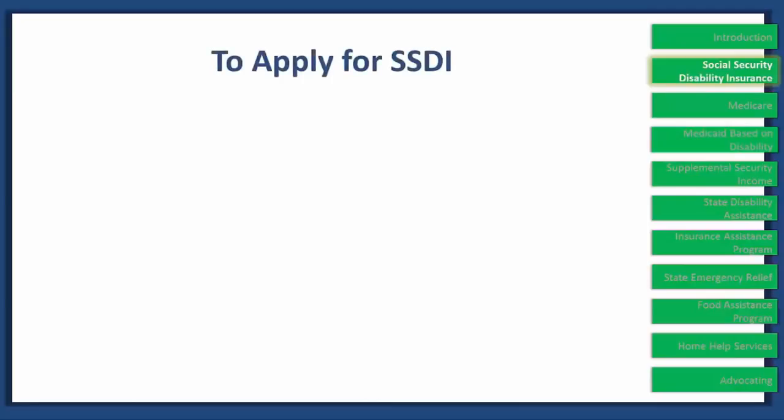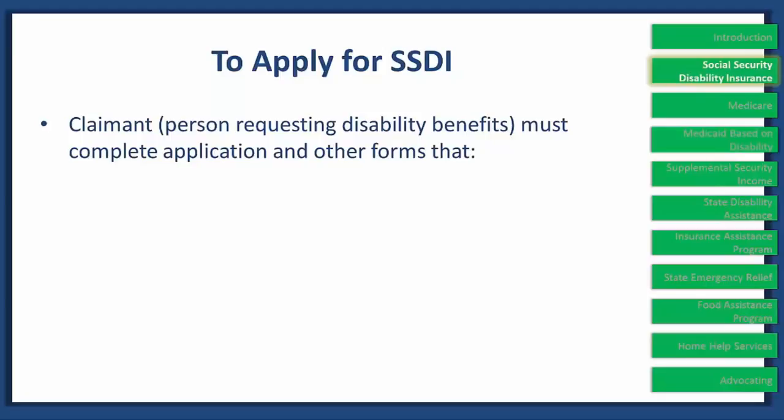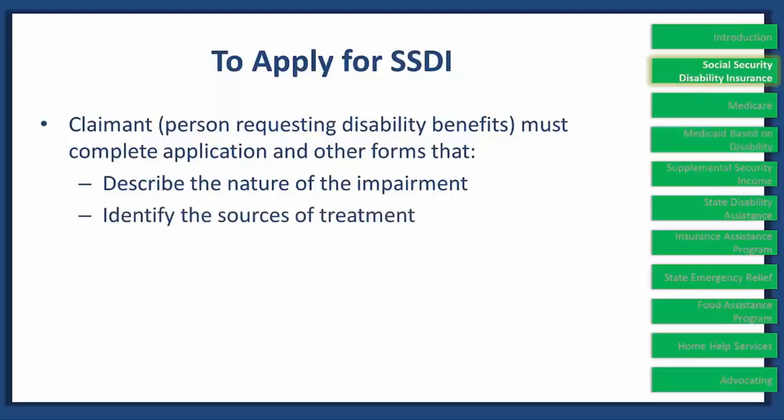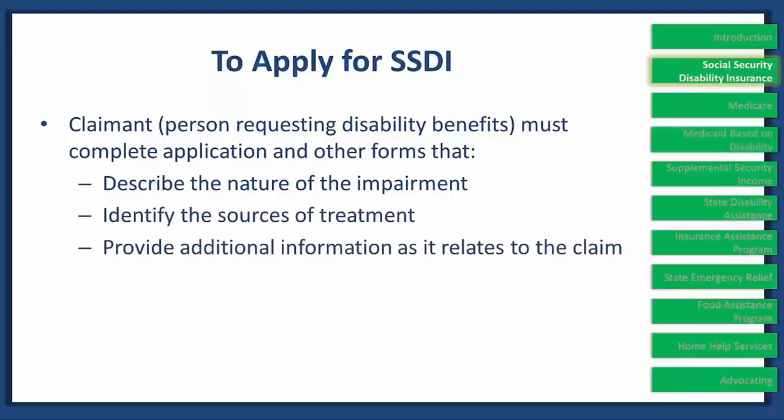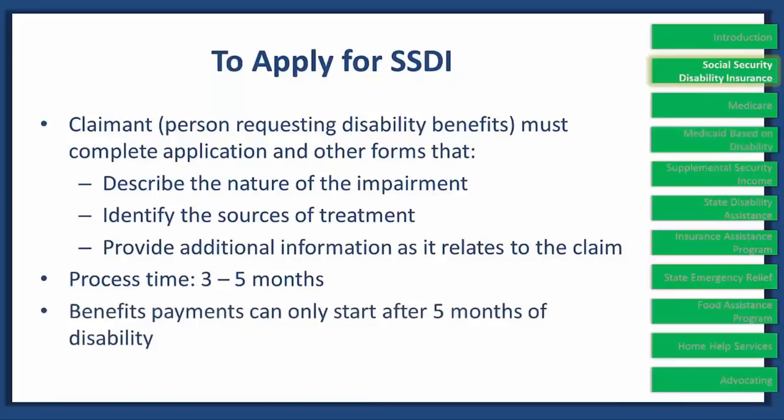The Social Security Administration uses the term claimant to refer to the person who is requesting disability benefits. Each claimant must complete an application and other forms that describe the nature of the impairment, identify sources of treatment, and provide any other information that relates to the disability your client wants to claim. It can take 3 to 5 months to process an application for disability benefits, so any client who wants to apply should begin the process as soon as possible. Legally, disability benefits payments can only start once the client has been disabled for 5 full months.